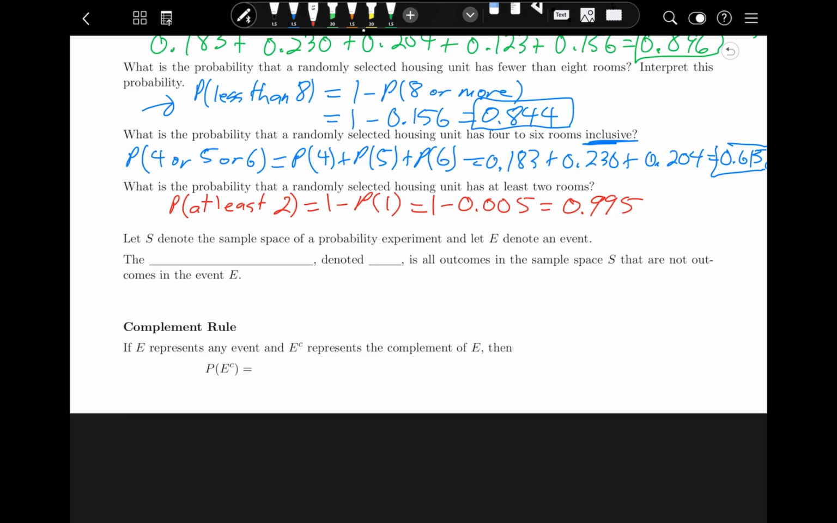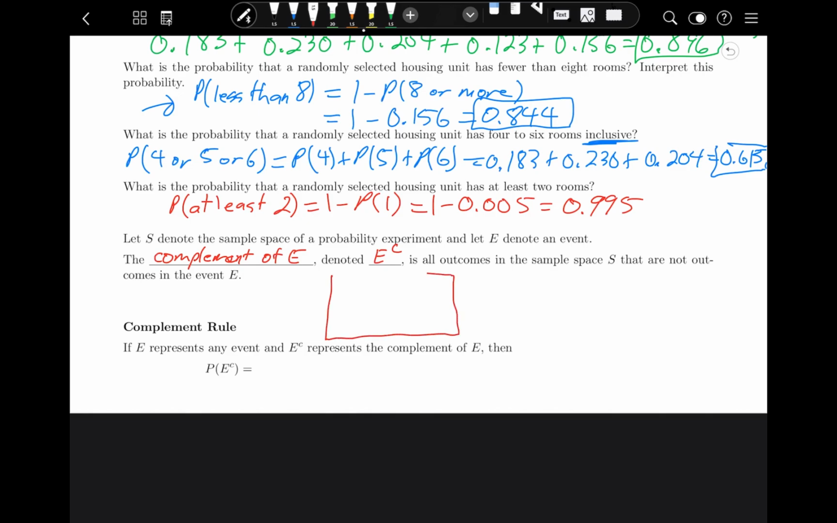And these 2 problems where I did 1 minus lead us into these definitions at the bottom of the page. Let S denote the sample space of a probability experiment and let E denote an event. The complement of E, which we write E with an exponent C, is all the outcomes in the sample space that are not outcomes of event E.